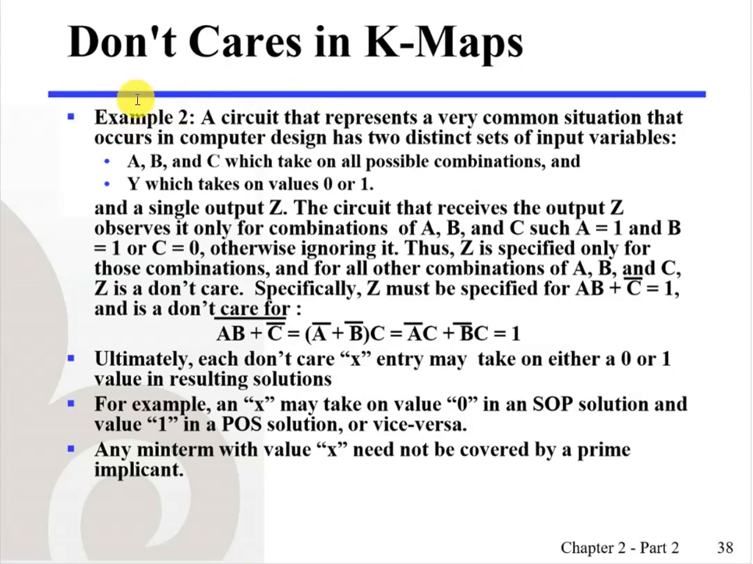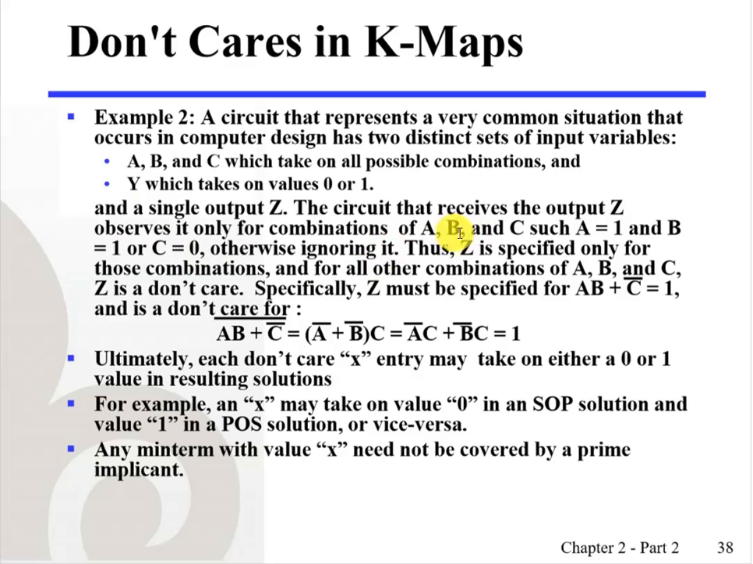Let's take a look at this example. We have a circuit with two distinct sets of input variables. One set is A, B, C, which can take on all possible combinations, and another input is Y, which takes on only values of 0 and 1. And we have a single output Z. So our circuit is represented by a function Z of A, B, C, and Y. The circuit that receives the output Z observes it only for combinations of A, B, C such that A is equal to 1, B is equal to 1, and C is equal to 0. Otherwise, ignore all other inputs.